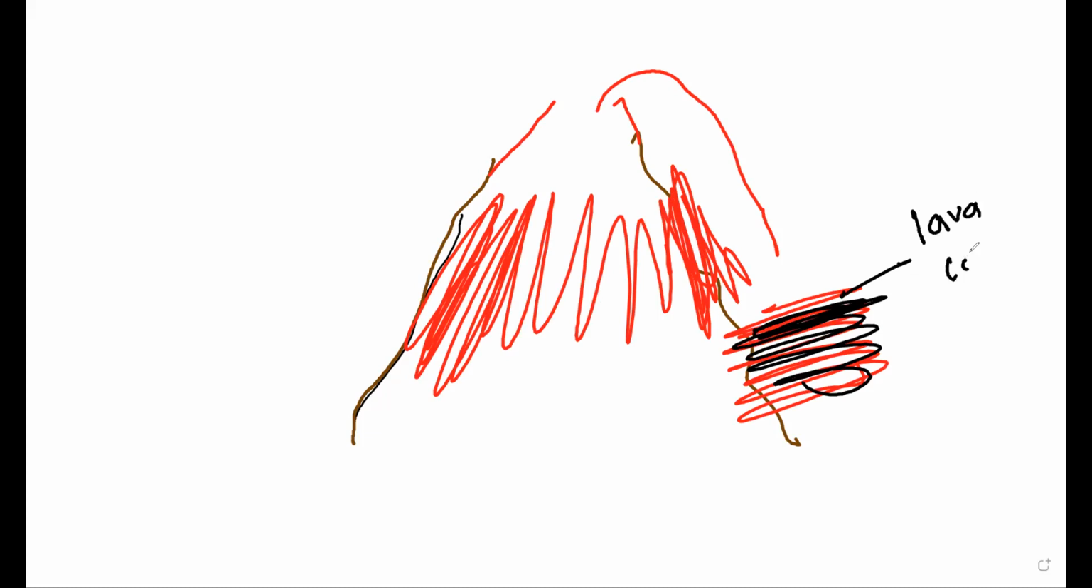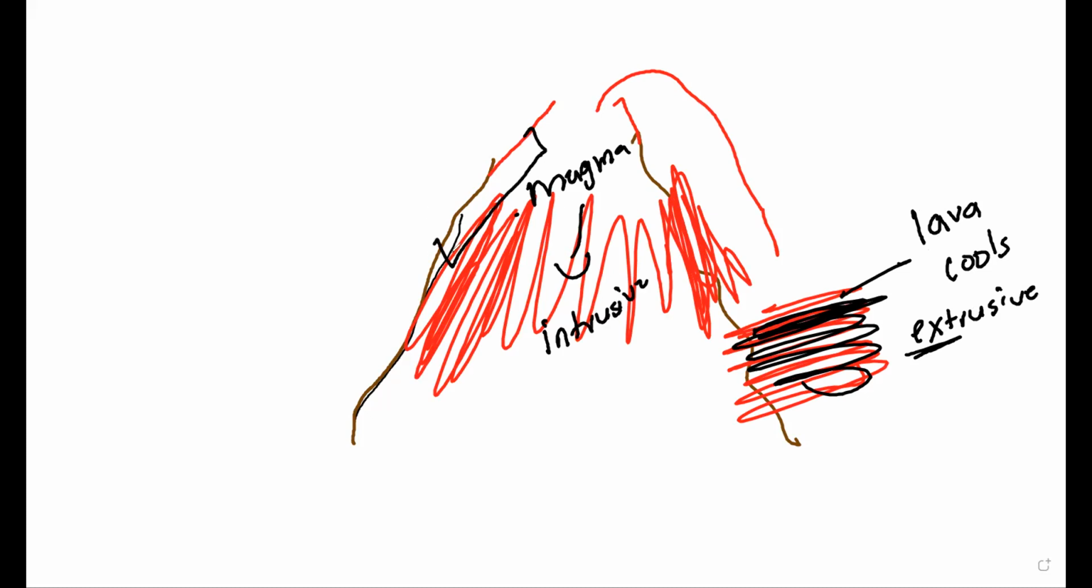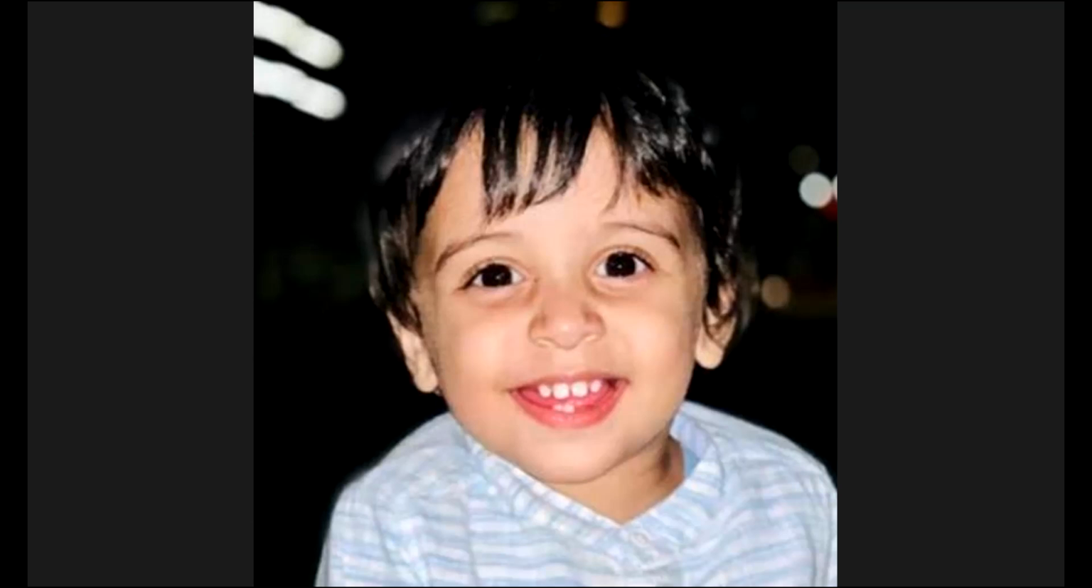When lava cools, it becomes extrusive rock because it is outside. When magma cools, it becomes intrusive rock. These are large sheets of marble, beautiful, very shiny. You can go to your kitchen slab and see it there. It is magma, that means it is inside the rock.